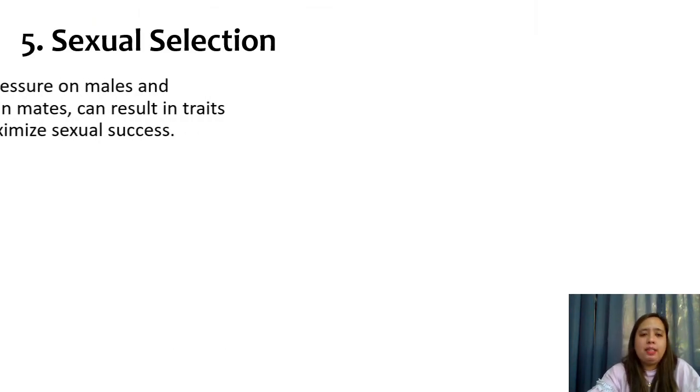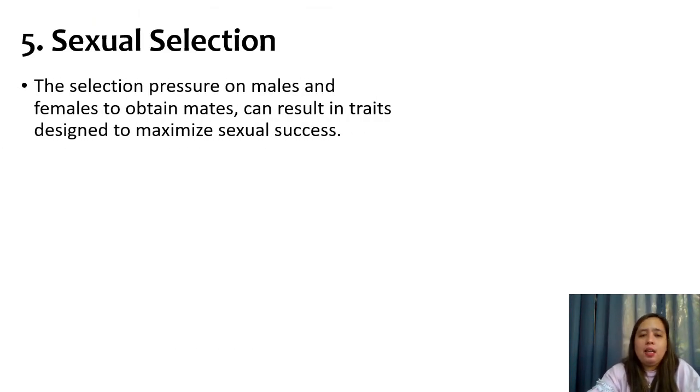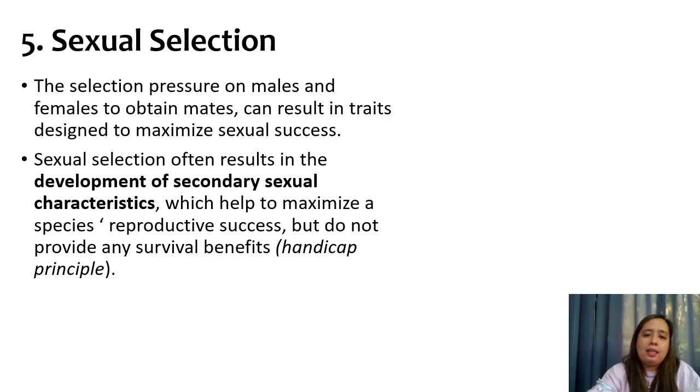And then we have sexual selection. In the sexual selection, the selection pressure on males and females to obtain mates. So here, mate naman siya. It can result in traits designed to maximize sexual success. So sexual selection often results in the development of secondary sexual characteristics. It's not usually the reproductive characteristics, no, but there are some, like aposematic coloration or like the courting or courtship mechanisms. It happens on sexual selection.